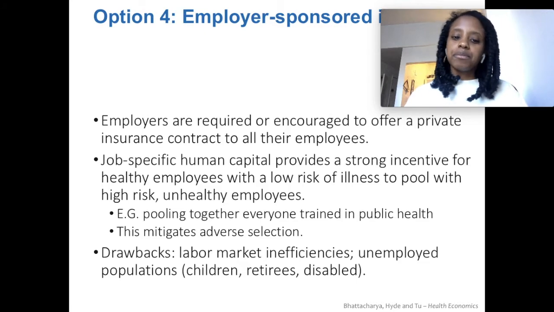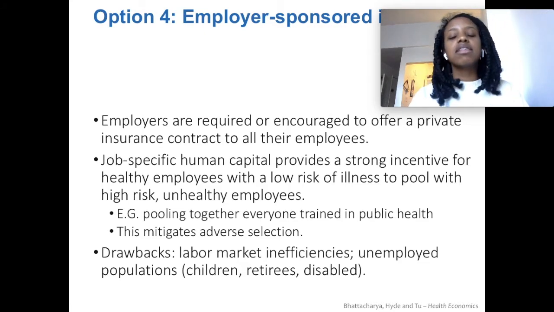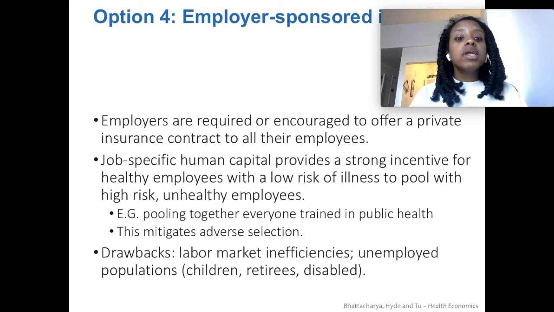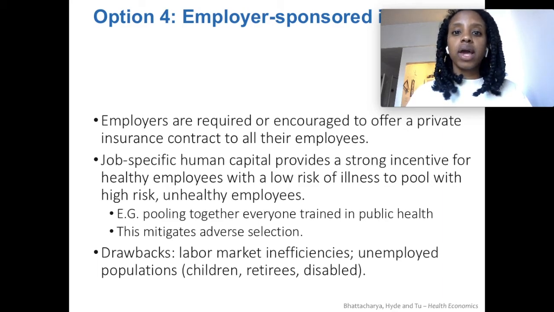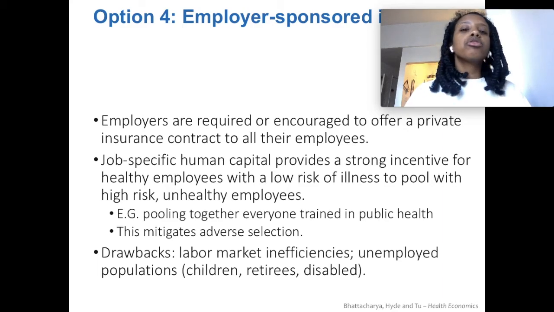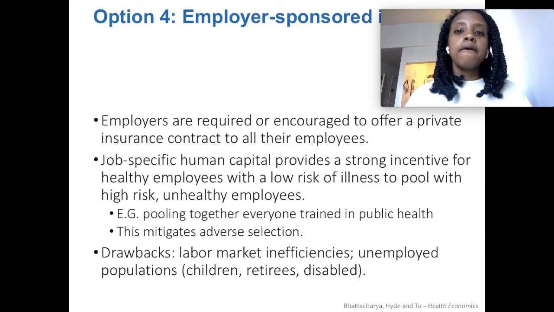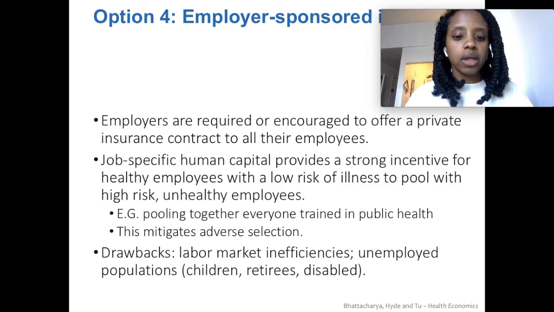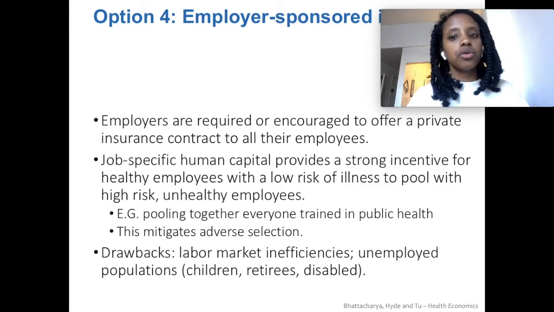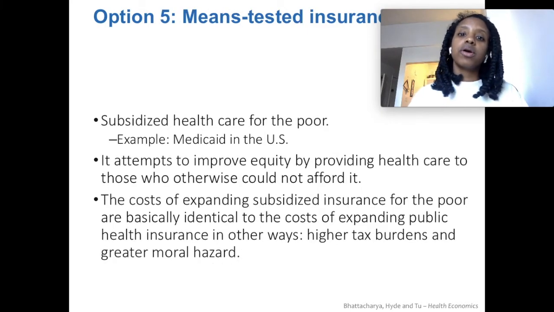The drawback is that sometimes it creates labor market inefficiencies. Not everybody is going to work: children, retirees, disabled persons. We know that labor markets discriminate, have racial discrimination, and also gender-based discrimination, as women tend to take time out of the workforce to have children, more so than their male counterparts. So by tying healthcare to your employment, it's likely that it's going to have discriminatory impacts on members of the population.